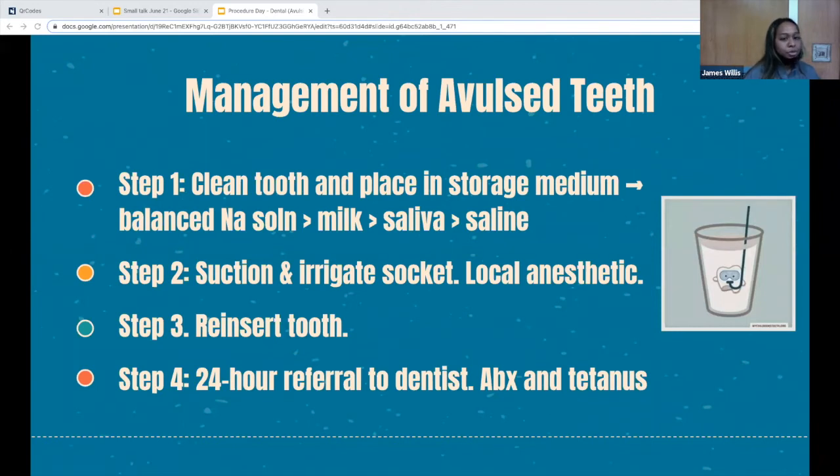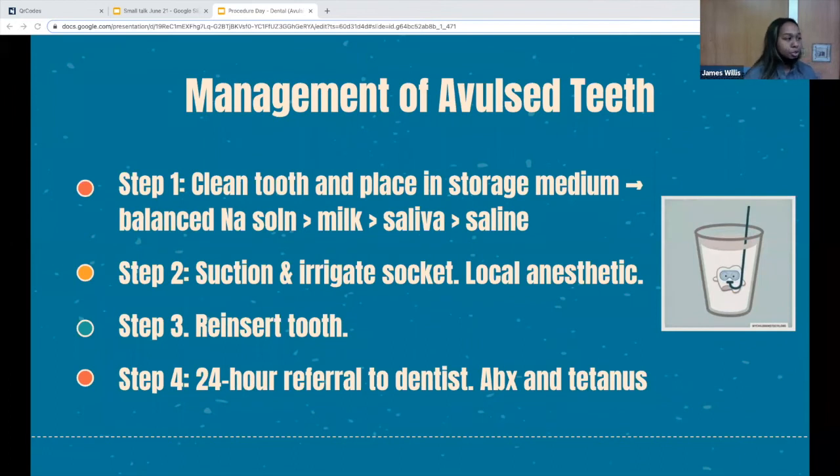So the first thing you want to do is clean the tooth with normal saline, and you want to clean it gently. Don't ever scrub the tooth. It should just be gently cleansed with normal saline. And then you want to place it in a storage medium. The storage medium is actually more important than the time out of the mouth.